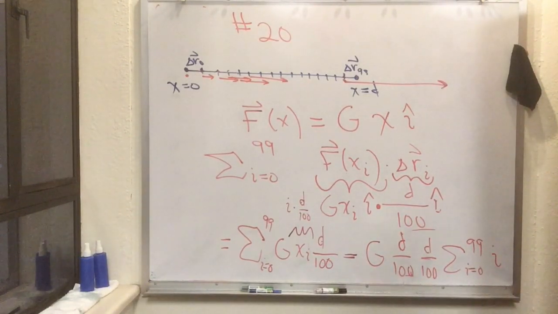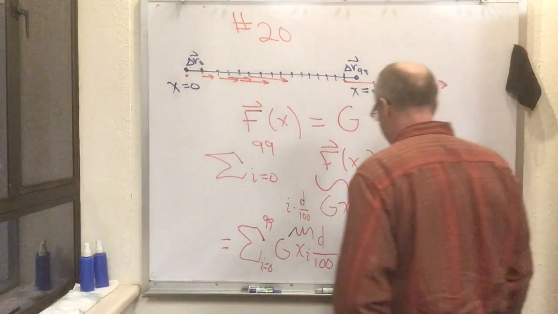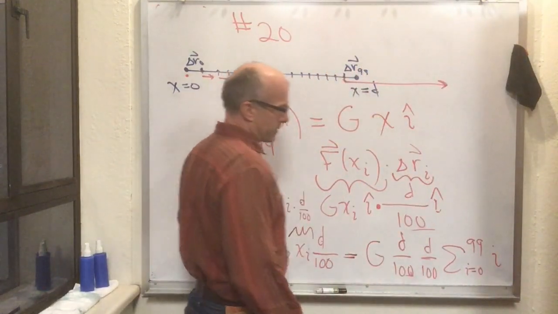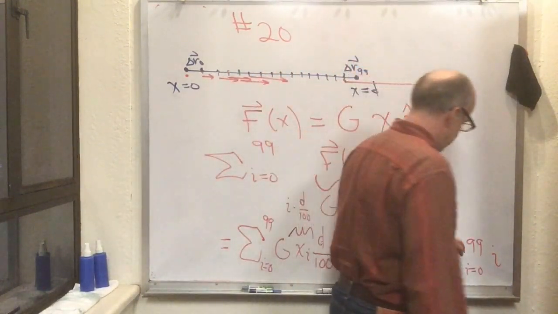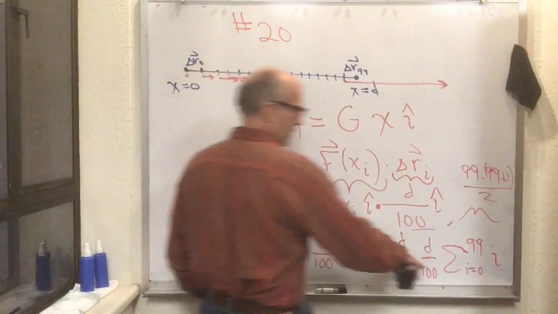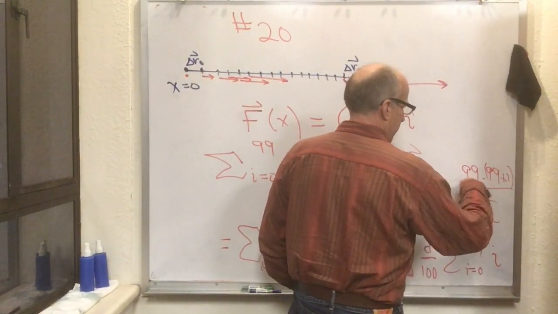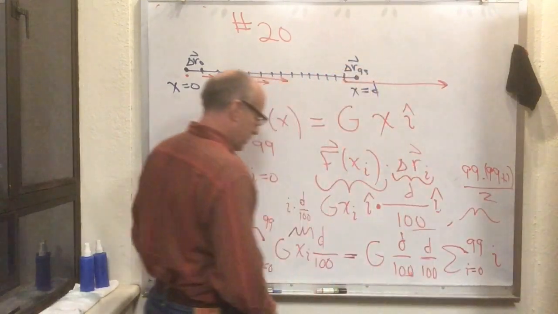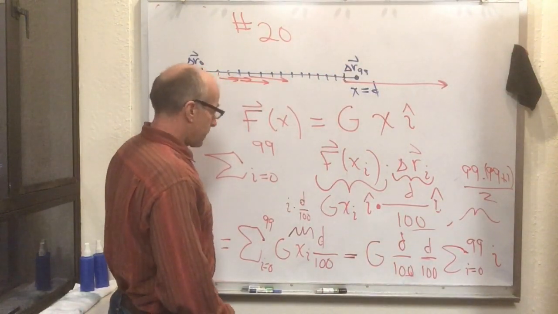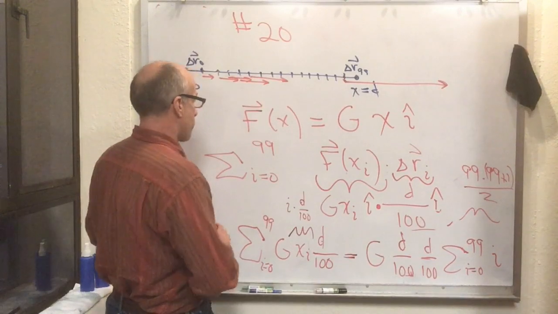Now what is the sum from i equals 0 to 99 of i? Some of you might know that sum. It's a sum that you definitely did sometime back in high school. The sum from i equals 0 to 99 of i, I will just tell you, is 99 times 99 plus 1 over 2. So let's summarize that.